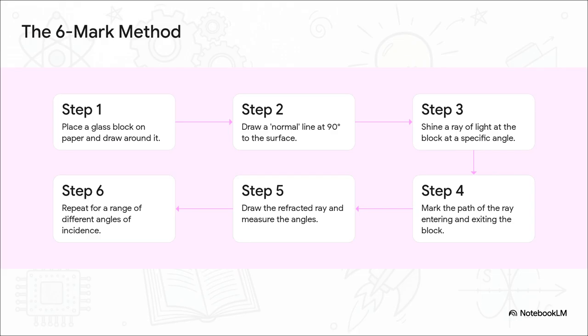You'll want to mark where the ray goes in and where it comes out with a couple of little dots. After that, you can move the block out of the way, connect the dots to draw the path of the refracted ray, and then get your protractor out to measure those angles, the angle of incidence and the angle of refraction.